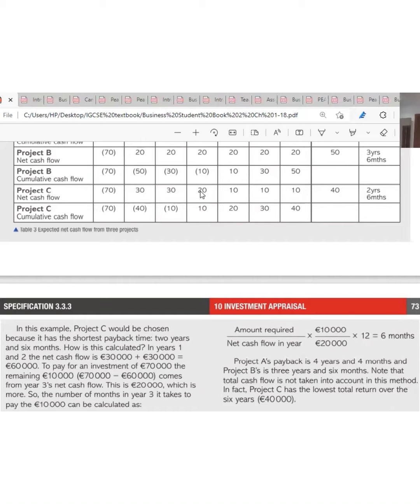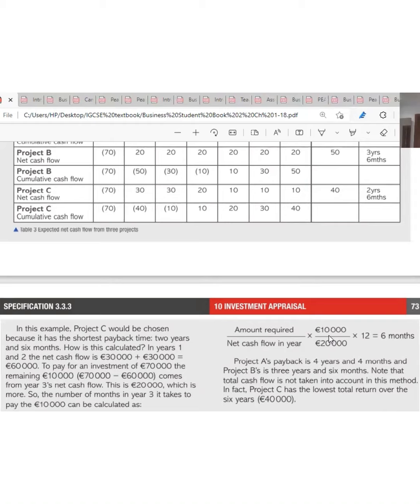To calculate the few months, there's a formula for that. I wrote it already, for the few months. Here they said the amount required divided by the net cash flow in a year, multiplied by the amount needed to complete the required amount, divided by the amount the required amount is deducted from.